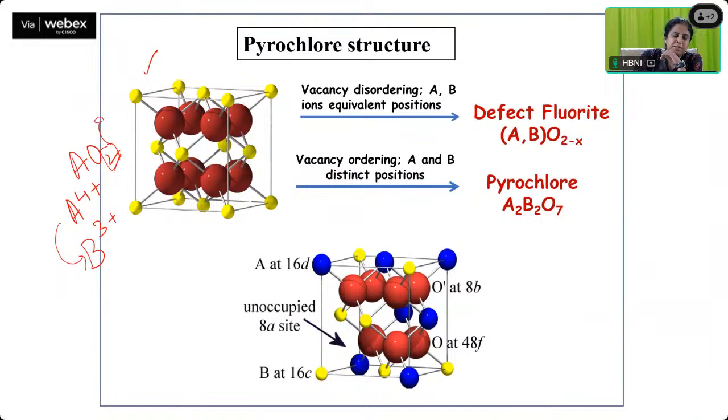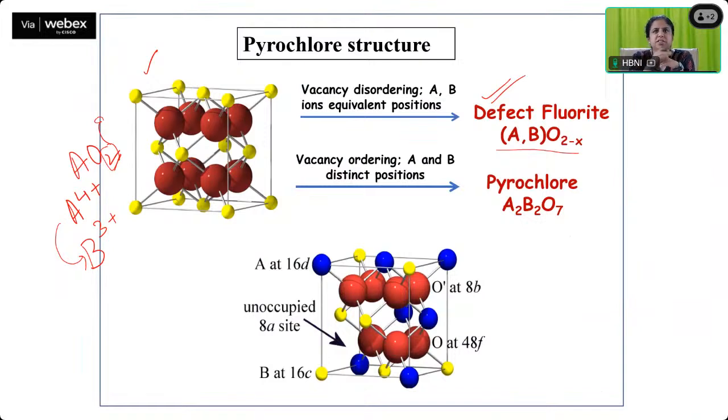Okay, what happens is some of these yellow balls will be occupied by B, and some of these red balls will go away. These are oxygen. What you get is that the fluorite now becomes defect fluorite, represented as AbO2 minus X. Now suppose these B3+ ions were 50%, that is, half of the A ions have been replaced.